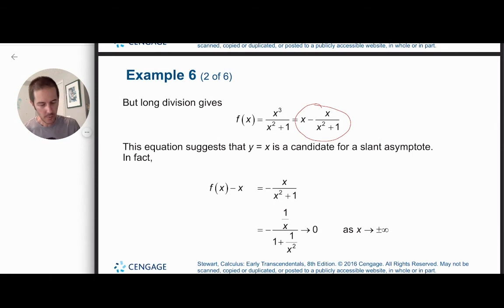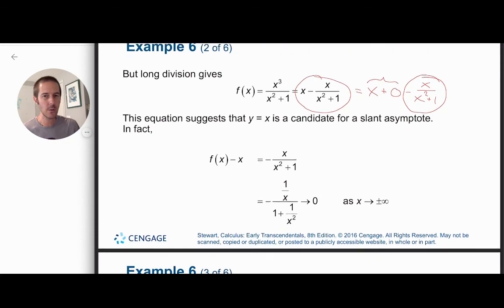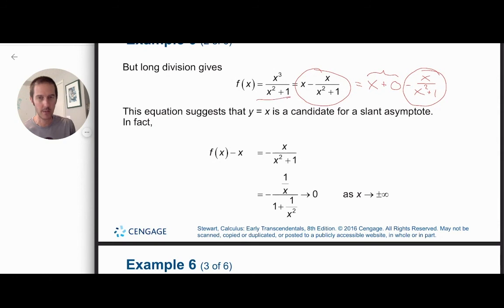This also says x plus or minus 0 minus x over x squared minus 1. So we have plus 1. So there's this remainder that's happening down here. This is the proposed equation of our slant asymptote, so you could do that using long division. Can't do it using synthetic division because you're dividing by a second degree polynomial down there.